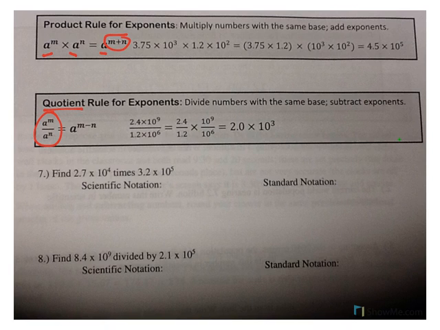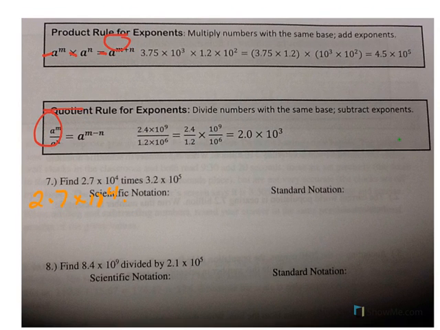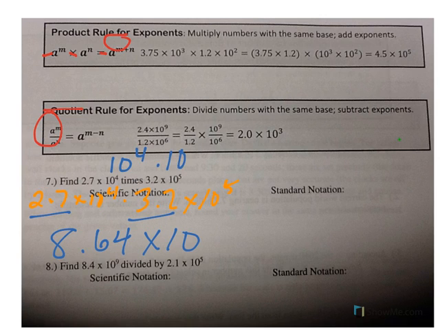So, in number 7, 2.7 times 10 to the 4th times 3.2 times 10 to the 5th. Well, I'm going to take 2.7 times 10 to the 4th times, whoa, what happened? Times 3.2 times 10 to the 5th. So I'm going to put these numbers together. Well, what is 2.7 times 3.2? Well, let me get my calculator. And it's 8.64. Okay, times 10 to the, well, if I have 10 to the 4th times 10 to the 5th, base stays the same. I'm going to add 4 plus 5 is 9.